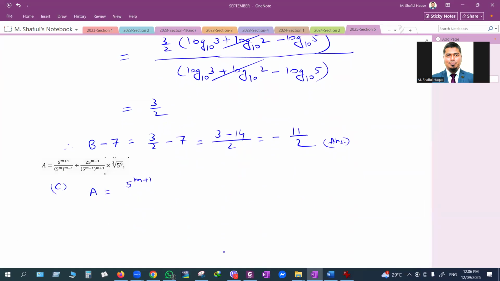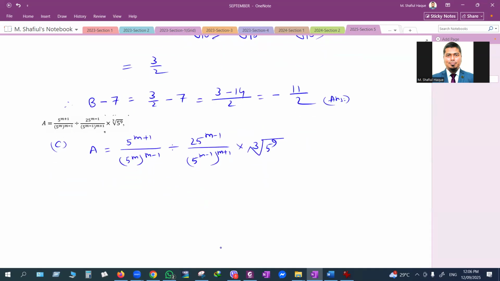So 5 to the power m plus 1 divided by 5 to the power m minus 1 divided by 25 to the power m minus 1, then 5 to the power m minus 1 to the power m plus 1 into cube root of 5 to the power 9. Now, we will simplify this.